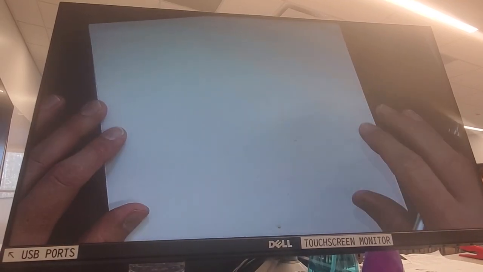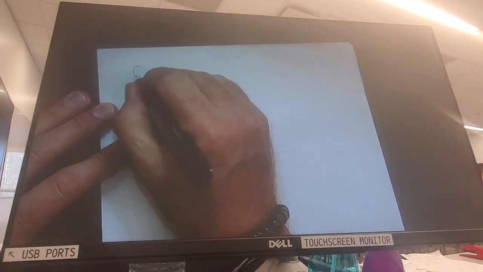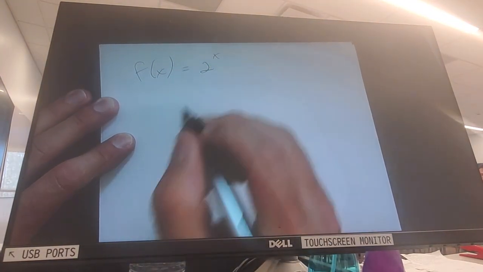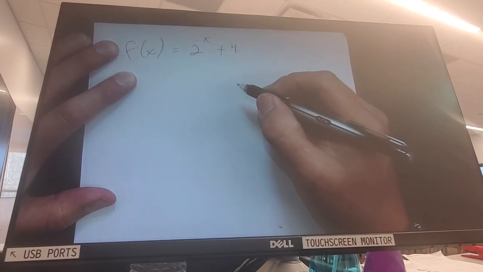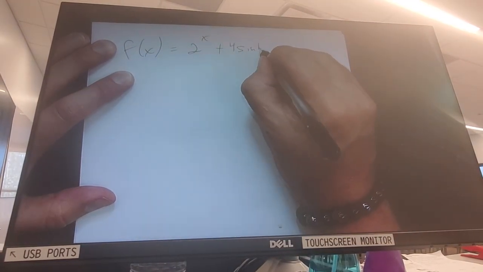So what's that say? Two to the x plus 4. Oh shit. Okay.